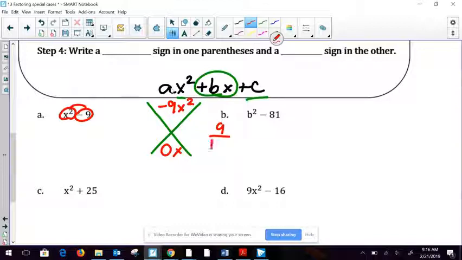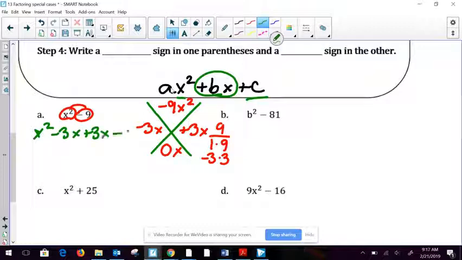Well, the only ways to get 9 are 1 and 9 and 3 and 3. So if we look at that 3 and 3, in order to get a negative 9, one of those has to be negative. So we have a negative 3x and we have a positive 3x. By looking at those two together, they'll multiply to get us that negative 9x squared. And if you add them, they eliminate it. They cancel each other out. You get 0 x's. So then when I go through and write this out, I get my x squared minus 3x plus 3x minus 9.